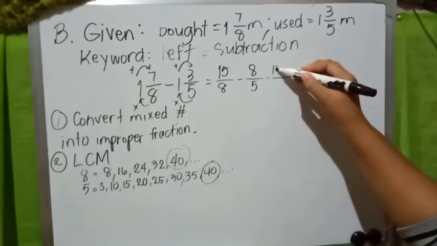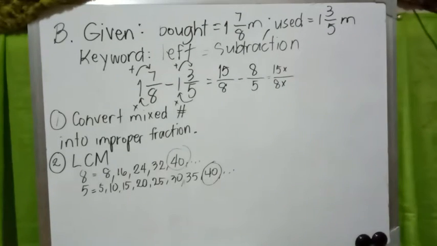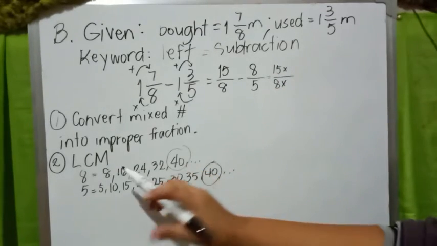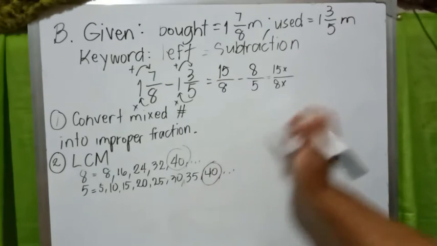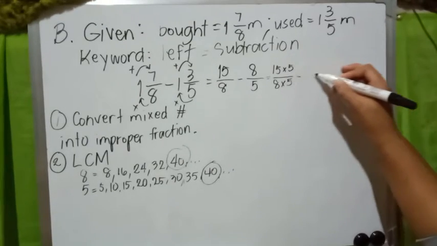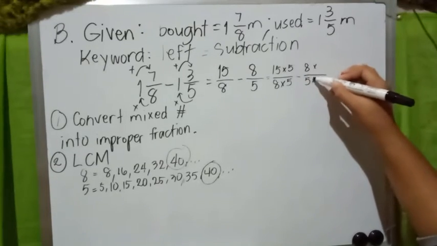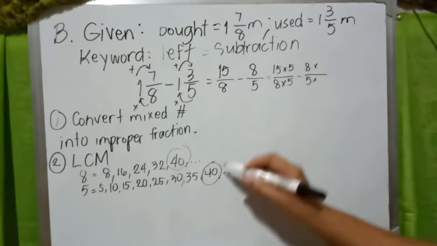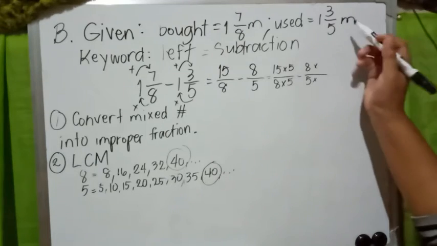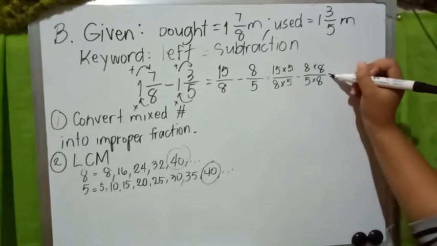So we have 15 over 8. How many do I need to multiply to 8 to get 40? So let's count 1, 2, 3, 4, 5. So we need to multiply it by 5. Minus, okay, copy your 8 over 5. How many do I need to multiply to 5 to get 40? Again, let's count 1, 2, 3, 4, 5, 6, 7, 8. So we need to multiply it by 8.